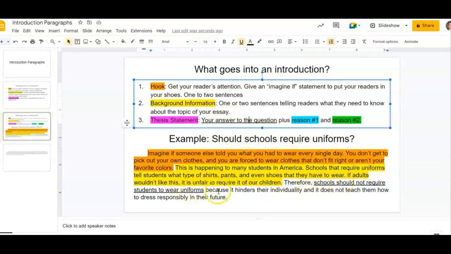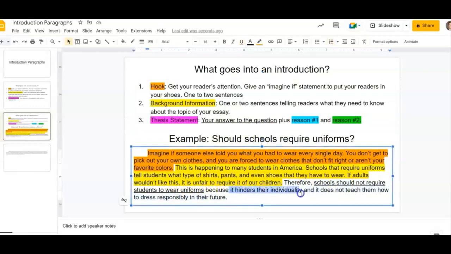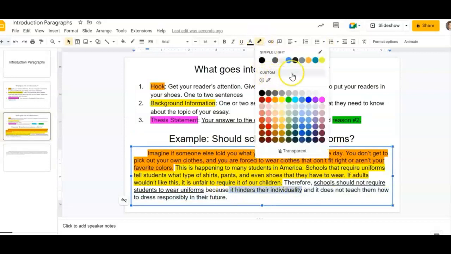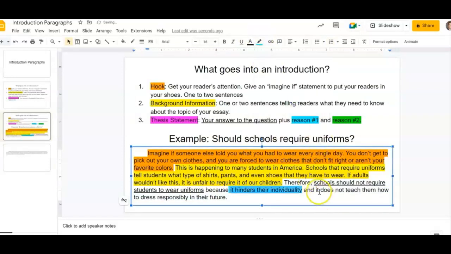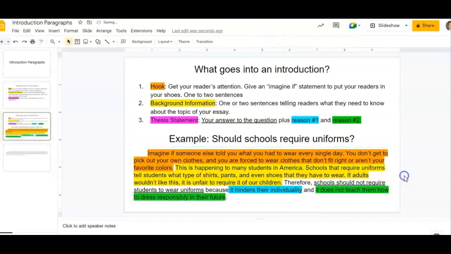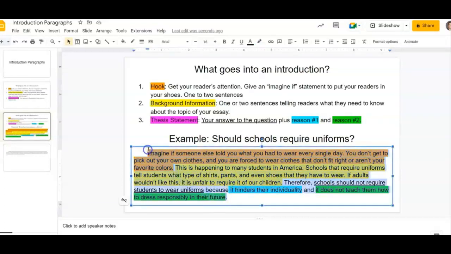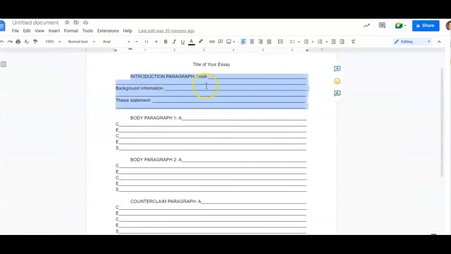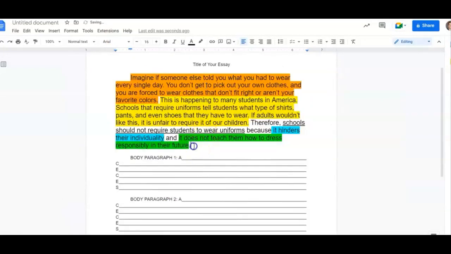Therefore, schools should not require students to wear uniforms because, and my 2 reasons. Reason number 1, it hinders their individuality. And number 2, it does not teach them how to dress responsibly in the future. So there's my thesis statement, my answer, plus my 2 reasons why. Okay, I just want to show you, I'm going to take this and copy it, paste it over. Today we're just working on introductions. Okay, so that's all we need to know. I just want to show you how this is going to look.